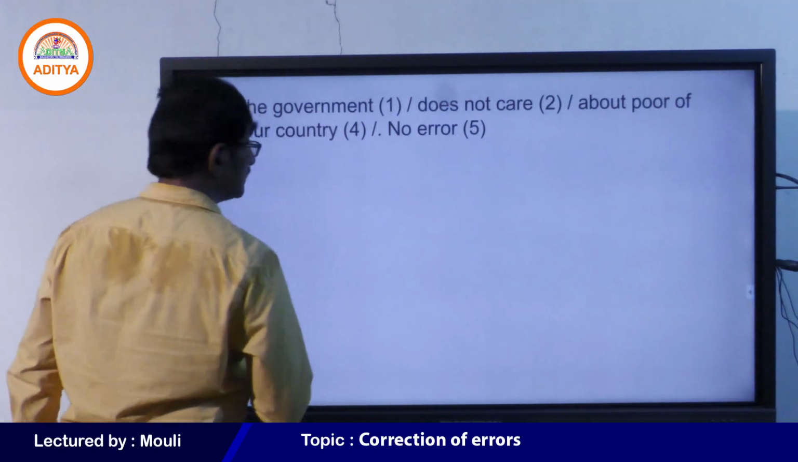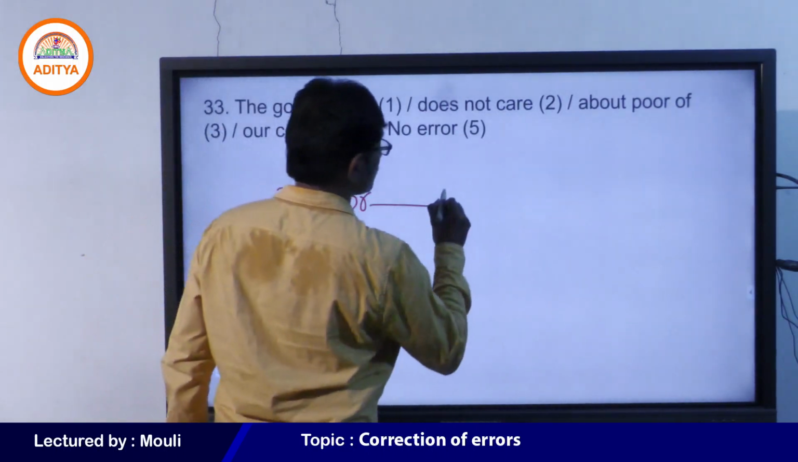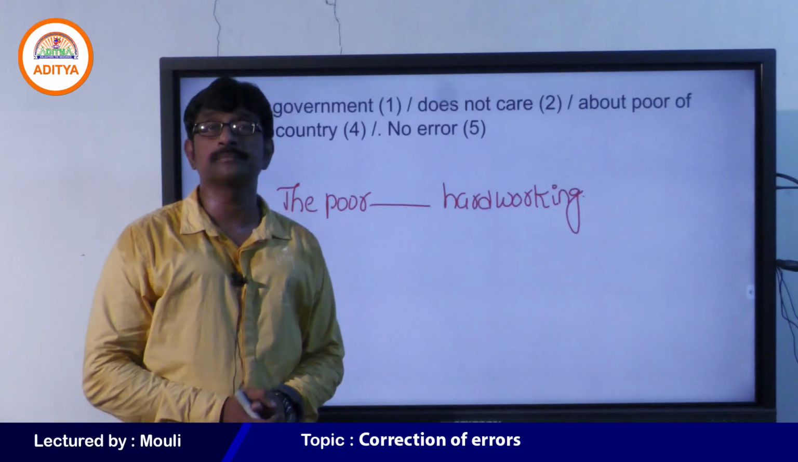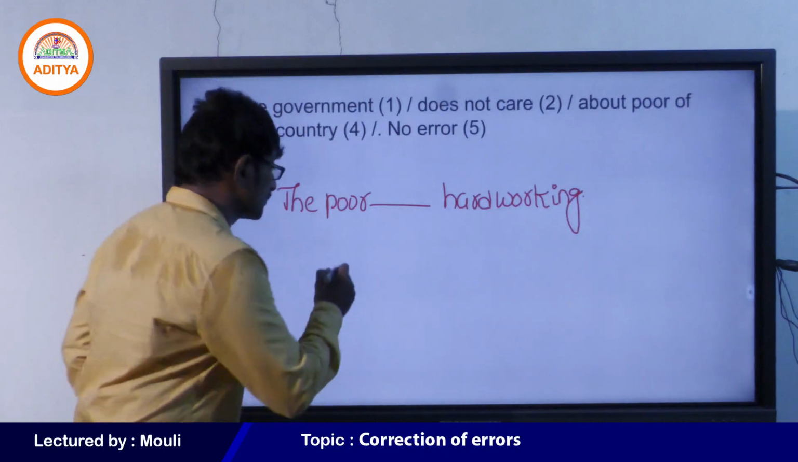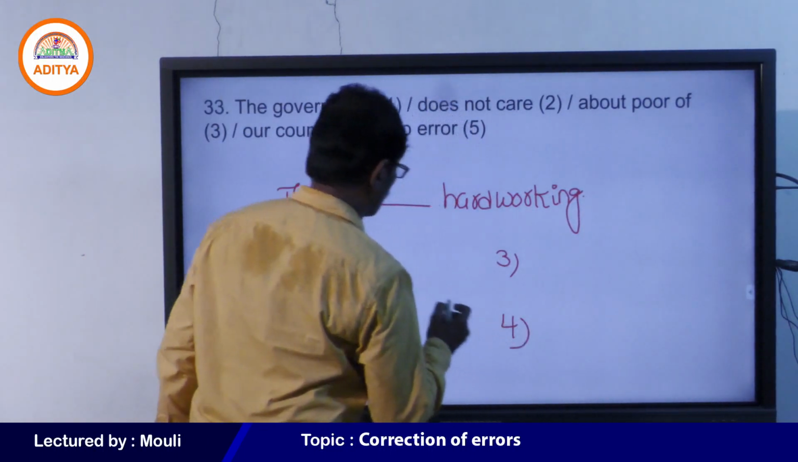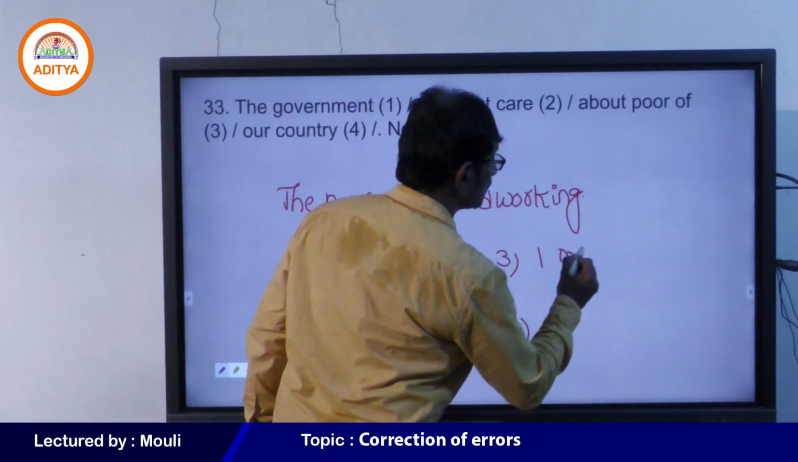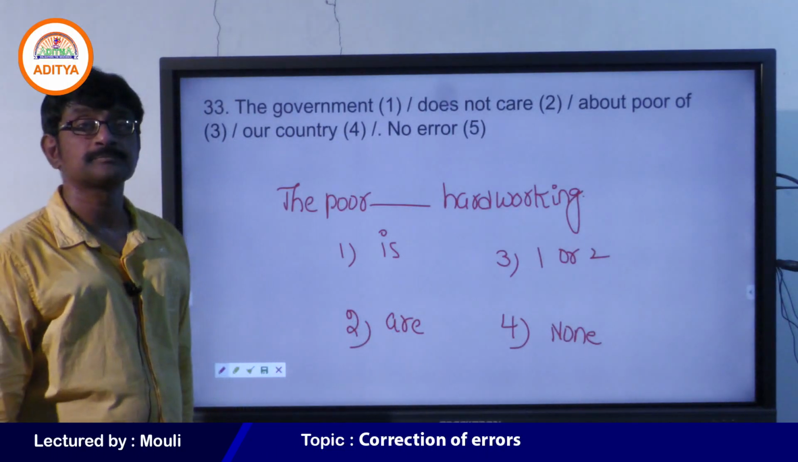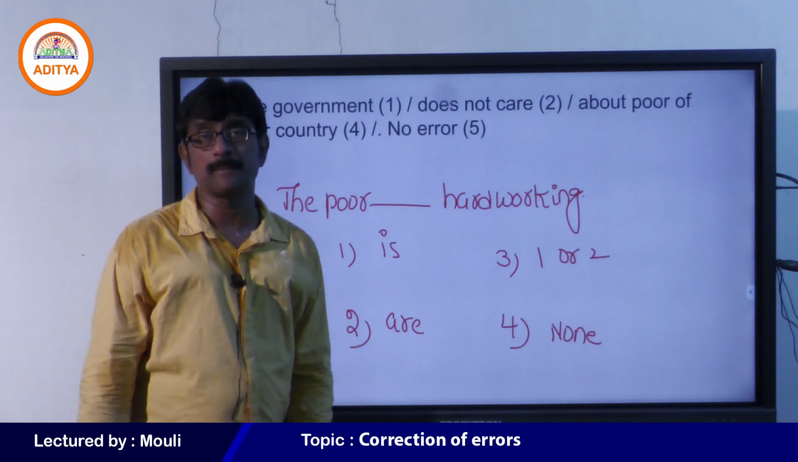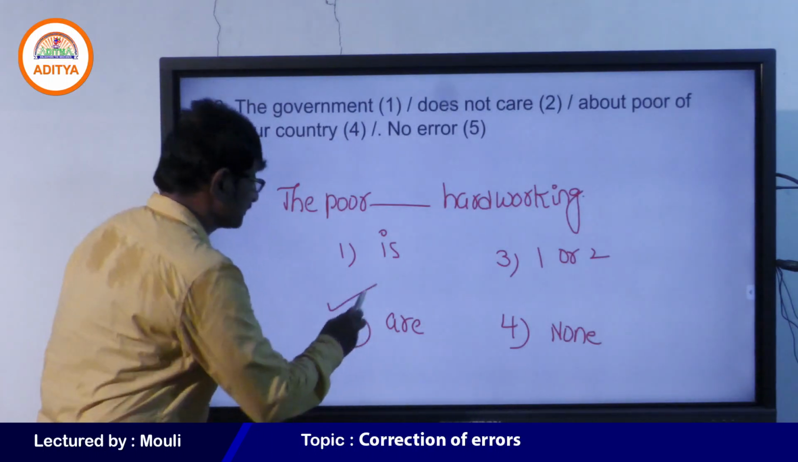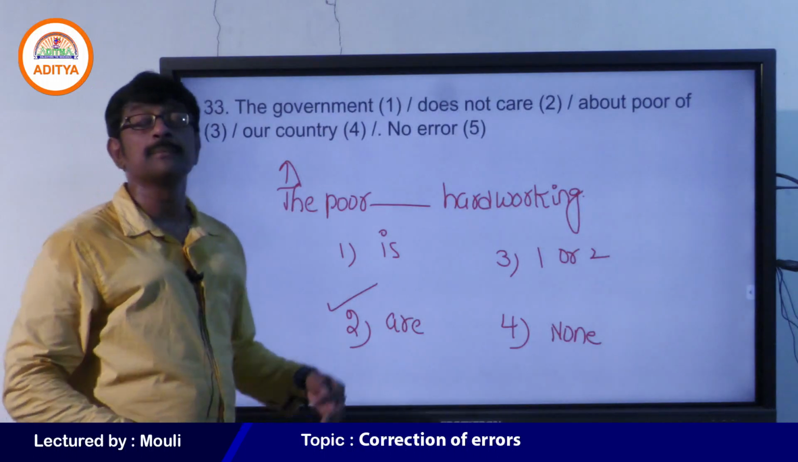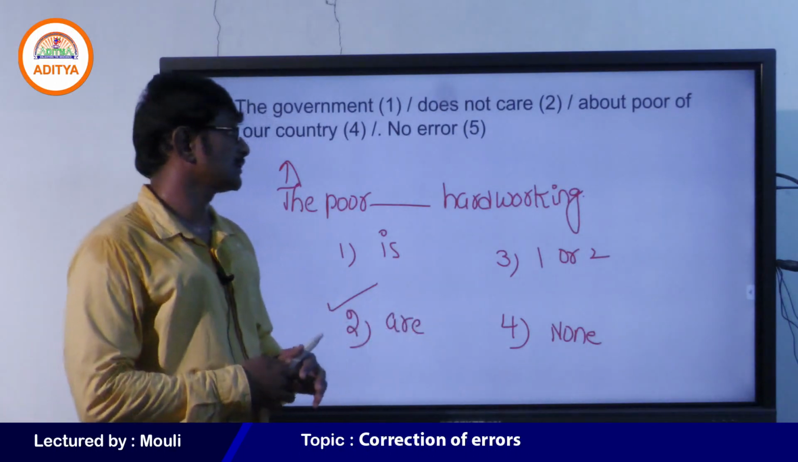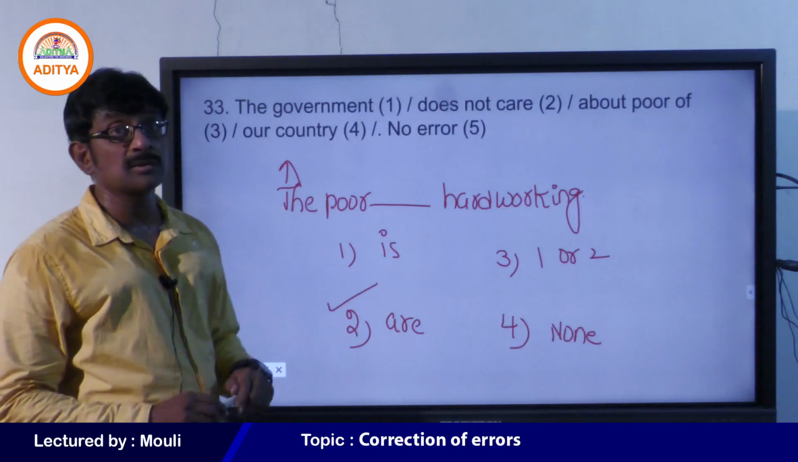How can we write this? Now you see, the poor dash hardworking. Now you see, 1, 2, 3, 4: is, or 1 or 2, none. What's your answer? Poor is, poor are, you have to tell. Yes, poor are. Because whenever you add the definite article before poor, poor will become a plural word. The poor are hardworking, we can say.